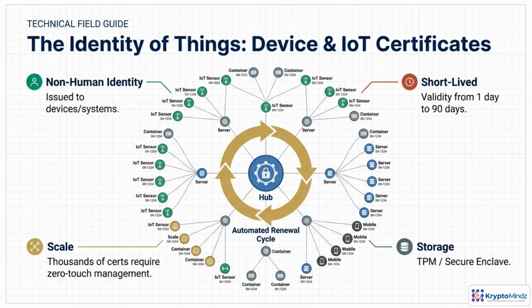So far, we've focused on identities that belong to people or services. Now consider everything else that needs an identity. Sensors, containers, mobile apps, servers in a cluster, even tiny IoT devices at the edge. PKI gives each of these a non-human identity, so they can mutually authenticate and encrypt traffic without human involvement.